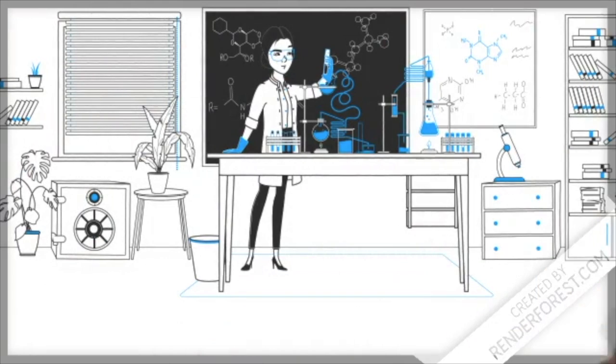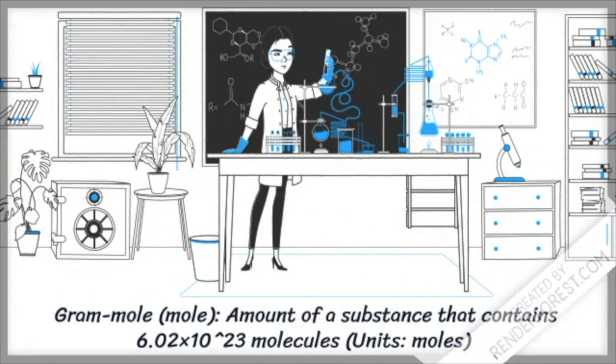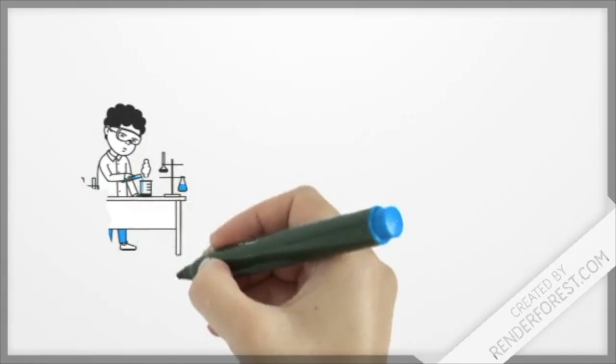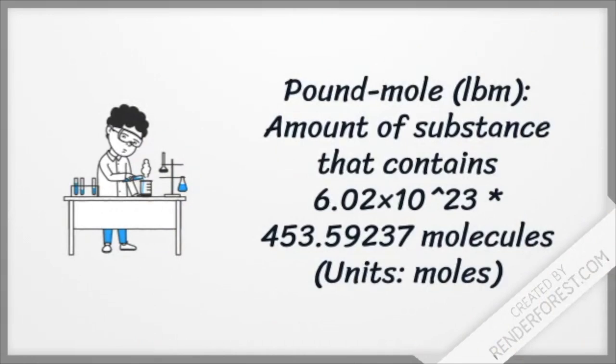Next we have gram moles. A gram mole, normally known as a mole from chemistry class, is the amount of substance that contains 6.02 times 10 to the 23 molecules. And a pound mole, denoted as Lb subscript m, is the amount of substance that contains 6.02 times 10 to the 23 times 453.59 molecules. This is also measured in moles.